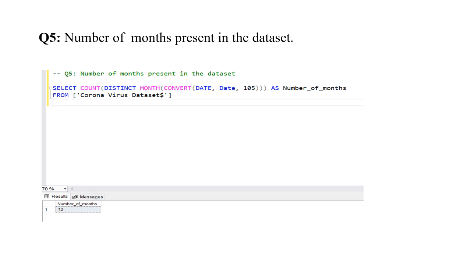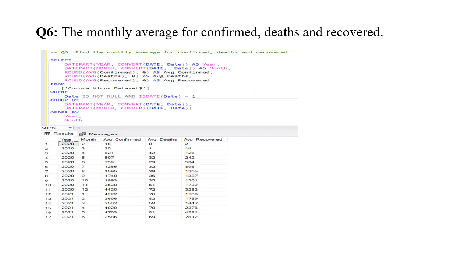I also noticed that during the input of the data, for the date column, some of the dates were not imputed correctly. So I had to do a convert to convert them from string to the date format so that I could carry out the query successfully. And this is the monthly average for the confirmed cases, the deaths, and the recovered. That's represented for each month and each year.